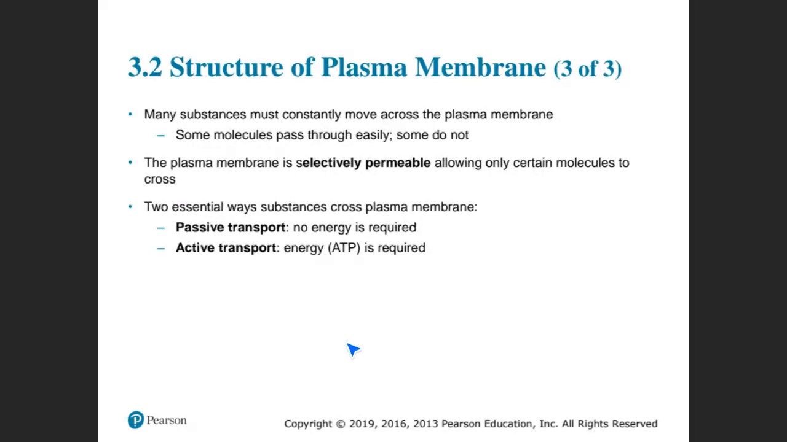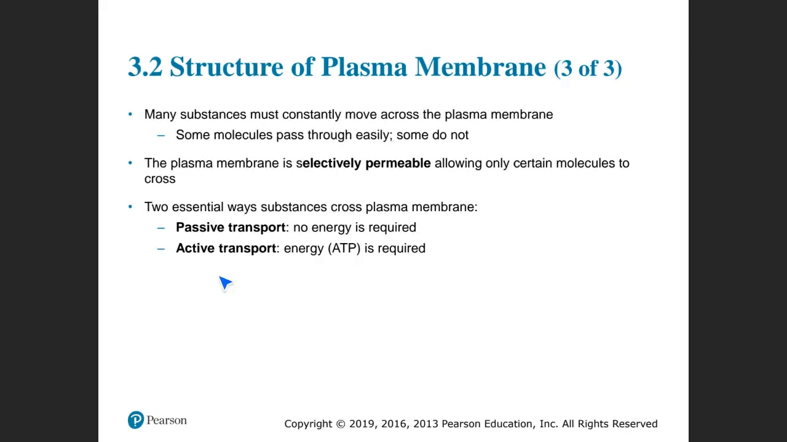All right, so we're getting into membrane transport next. We'll go through a little bit of information here and maybe split it up a bit, but many substances have to be constantly going through the plasma membrane. Some of them can go through easily, some of them don't, because the plasma membrane is selectively permeable. It doesn't allow everything to move through, and it can select what it is permeable to.